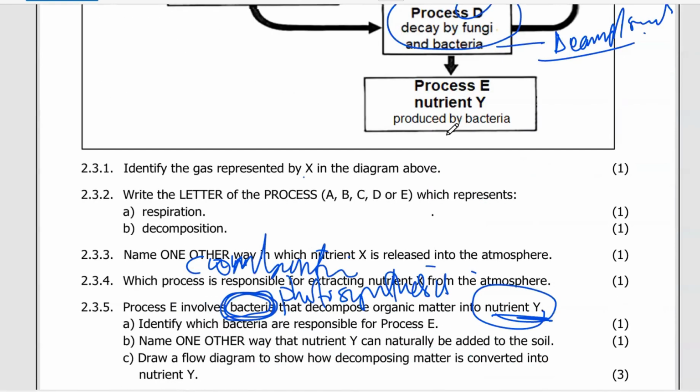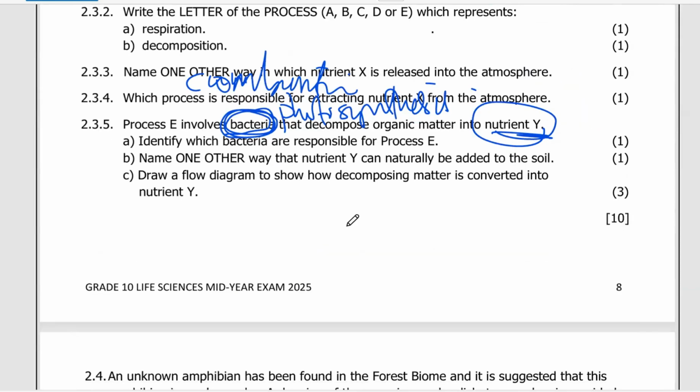So which bacteria? Here you're saying that it is produced by the bacteria. So here we can say that nitrifying bacteria. You can look at any example of fixing this compound Y, which is the nitrogen. Yes, so we can talk about basically nitrates. You can talk about nitrifying bacteria. Yes, so those are nitrifying bacteria.